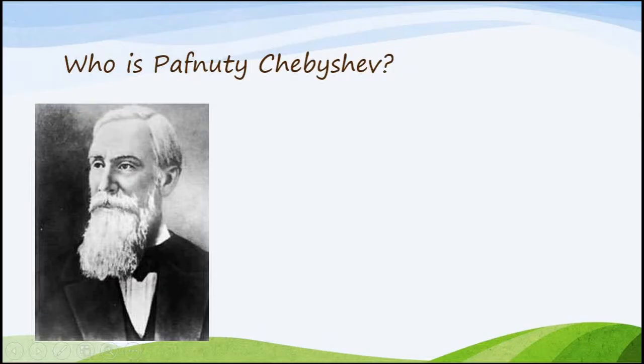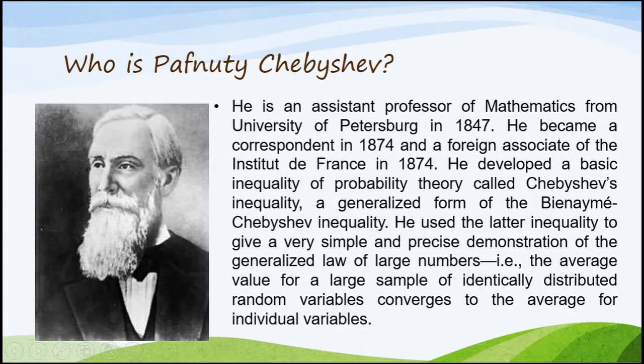Who is Pafnuty Chebyshev? He was an assistant professor of mathematics at the University of Petersburg in 1847. He became a correspondent in 1874 and a foreign associate of the Institut de France in 1874. He developed a basic inequality of probability theory called Chebyshev's inequality, a generalized form of the Chebyshev inequality.